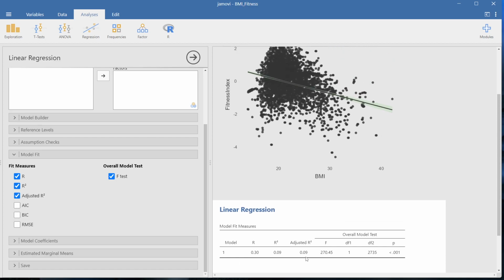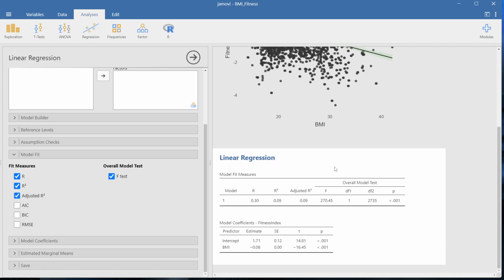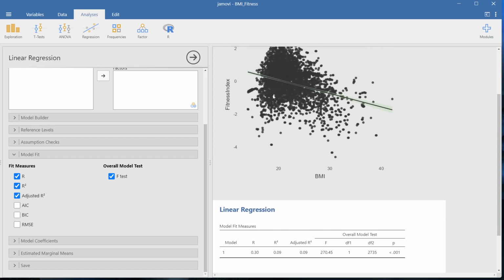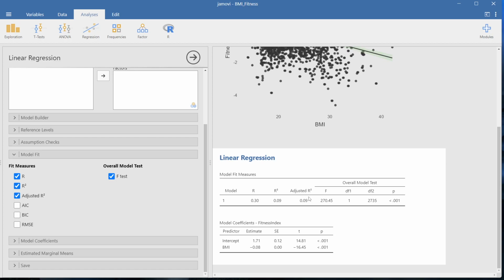However, if we look at the adjusted R squared, we're only explaining 9% of the variation in fitness based on BMI. That's a terrible prediction. If you wanted to predict someone's fitness, looking at their BMI is possibly the worst way to do it. There's got to be much better ways to predict fitness than BMI. So the model is significant in that we do have a significant linear trend. However, it is not explaining very much of the variation.